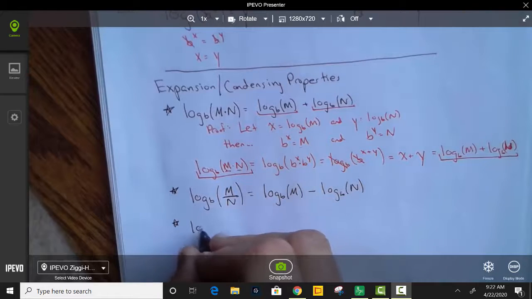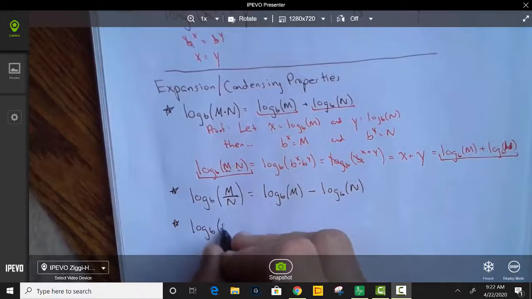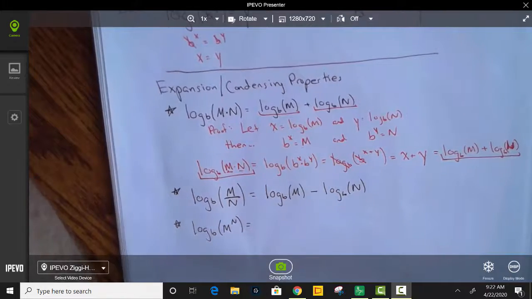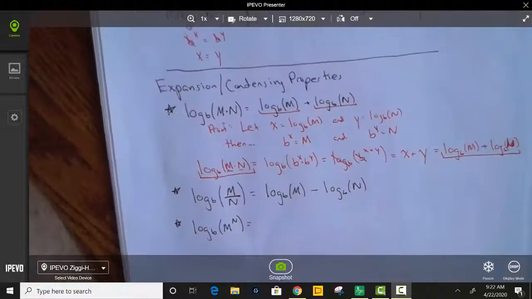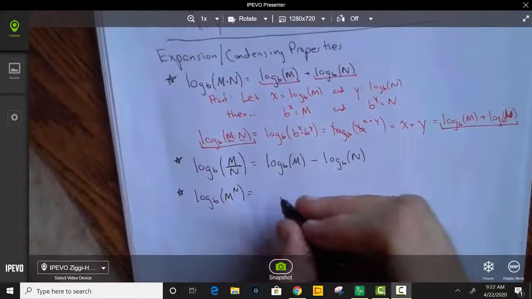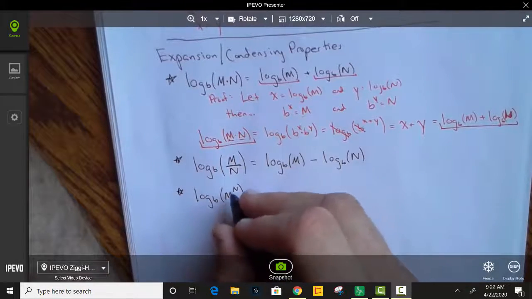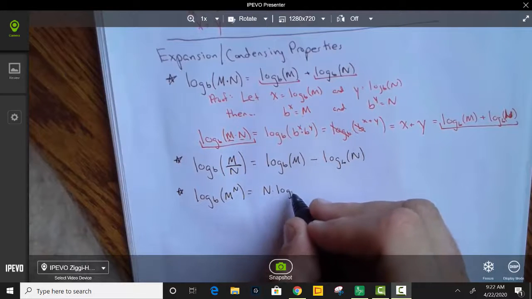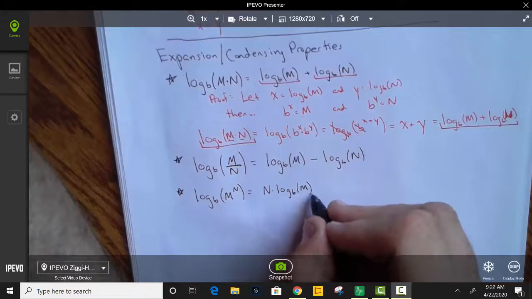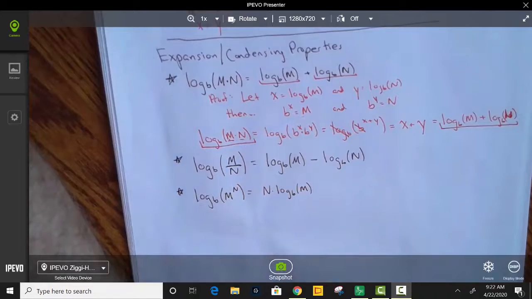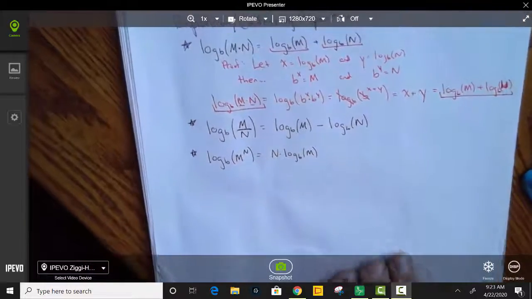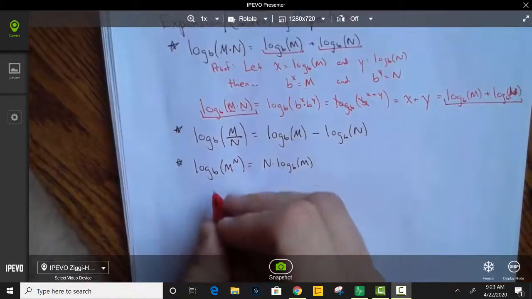And then the last one says if we have log base b of m to the n power, then if we have a logarithm of something to a power, the power gets brought to the front of the logarithm. Okay, and I'll do a quick, generic discussion of why that works.